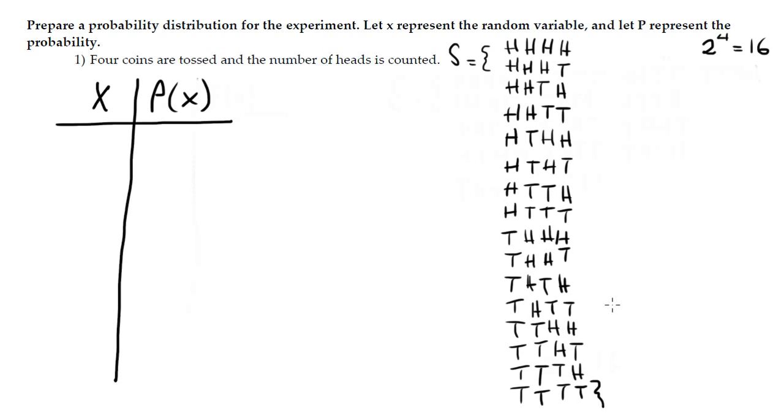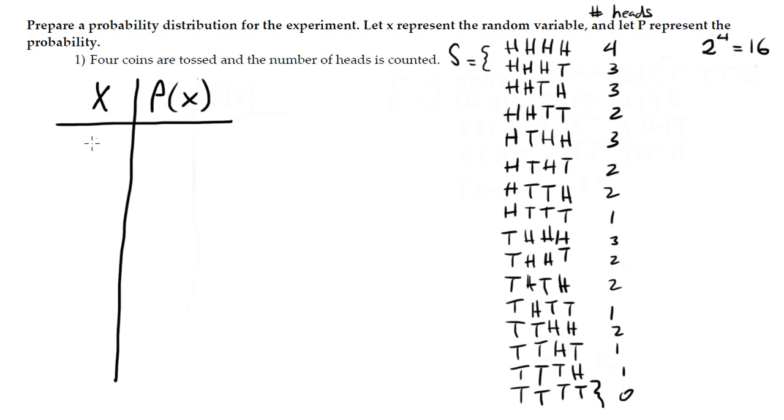And that should be a list of every possible outcome of heads and tails when you toss 4 coins. So let's count the number of heads here. I didn't leave myself much space, but let's say the number of heads. So there's 4 heads here. There's 3 heads here. 3 here. 2, 3, 2, 2, 1, 3, 2, 2, 1, 2, 1, 1, 0. So I just counted the number of heads. So those are all the possible number of heads we can have.